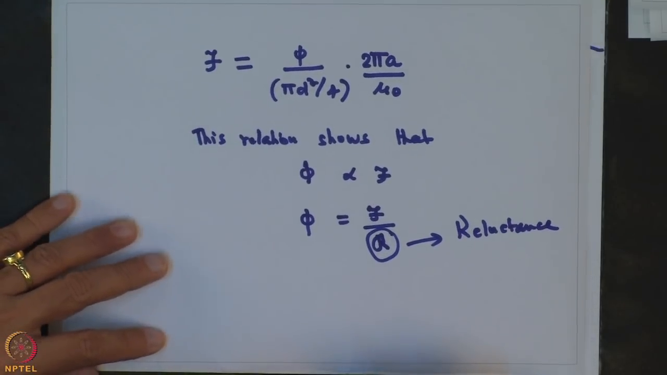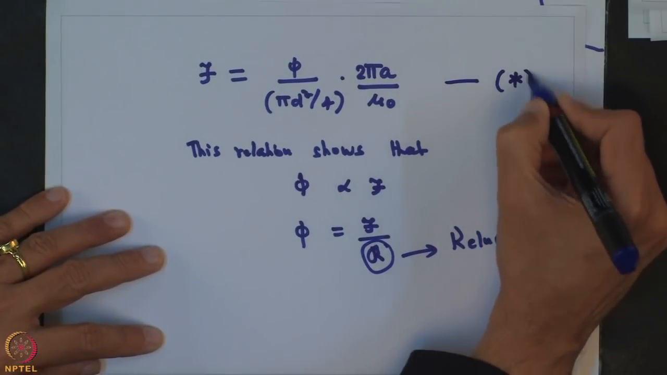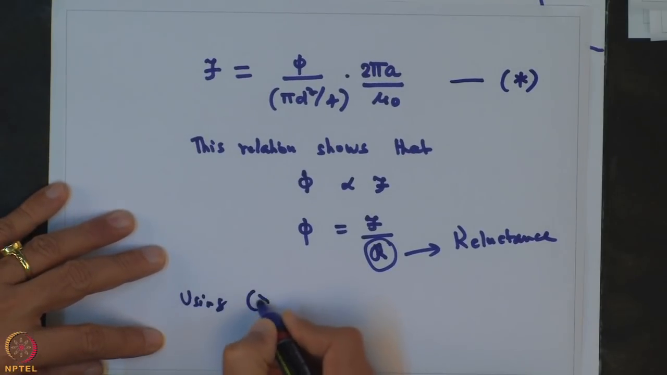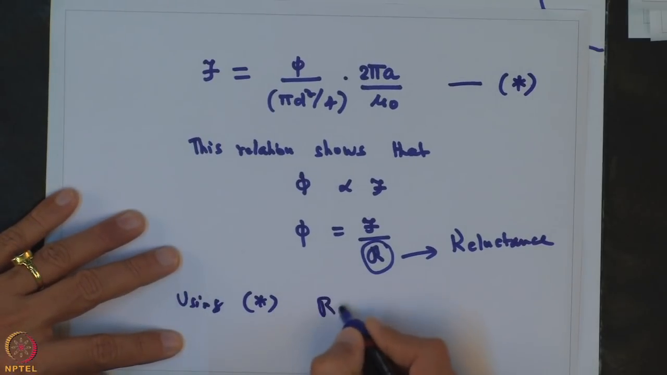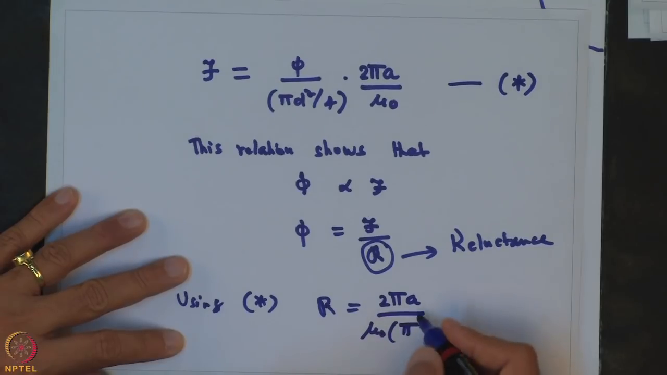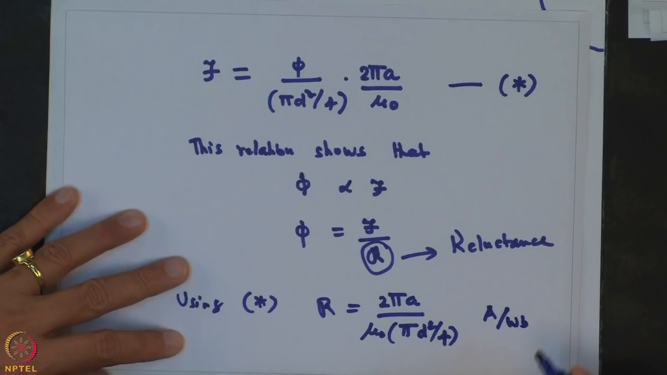And using the relationship that we have got here, let us call this relationship star. So, using star, I can say that this reluctance has this expression. Ampere per Weber, that is the unit of the reluctance.